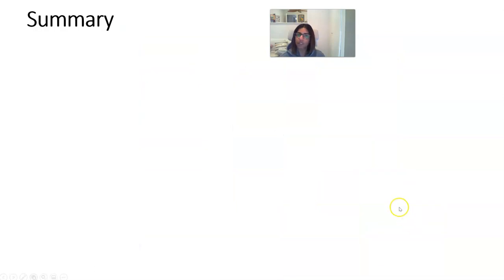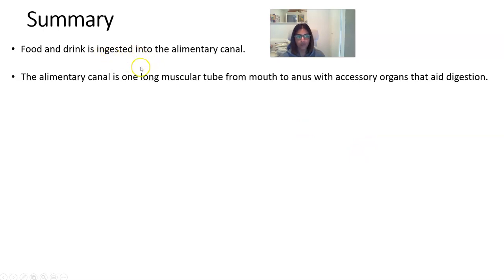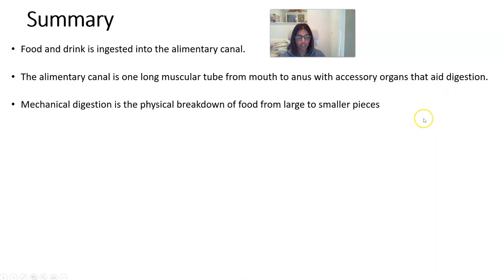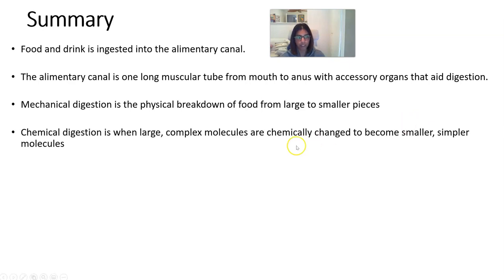Okay, so here's a quick summary of what we've learned so far. We know that food and drink is ingested in the alimentary canal, so keyword, ingested. We know that the alimentary canal is one long muscular tube, and that type of muscle is smooth muscle, and it goes all the way from mouth to anus with the accessory organs that help to aid digestion. We know that mechanical breakdown is the physical breakdown of food into smaller pieces. However, it does not alter the chemical structure of the food. Chemical digestion, on the other hand, is where large, complex, and insoluble molecules are chemically changed by breaking bonds to become smaller, soluble, and simpler.